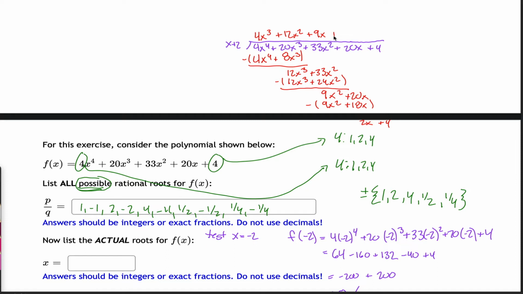Got to get rid of this 2x. How? Throw a 2 up there. 2 times x plus 2 gives me 2x plus 4. Sure enough, I get a remainder of 0. That's good. Big old check mark. Means I'm doing things right. That means that x plus 2 really was a factor. I did my polynomial long division right. Then I can factor this polynomial, f of x. I can rewrite it as x plus 2 times 4x cubed plus 12x squared plus 9x plus 2.